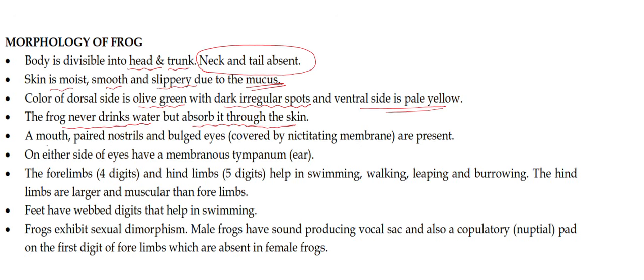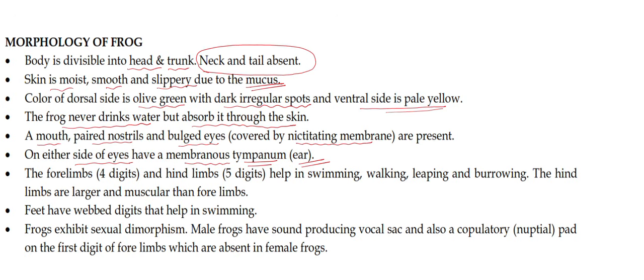Then frog has a mouth, a pair of nostrils, and bulged eyes covered with the nictitating membrane. On either side of the eyes, there is a membranous structure called tympanum, which is the organ of hearing, nothing but the ear. There is no pinna. Pinna is found only in mammals. Even that can be a question from the lesson Animal Kingdom.